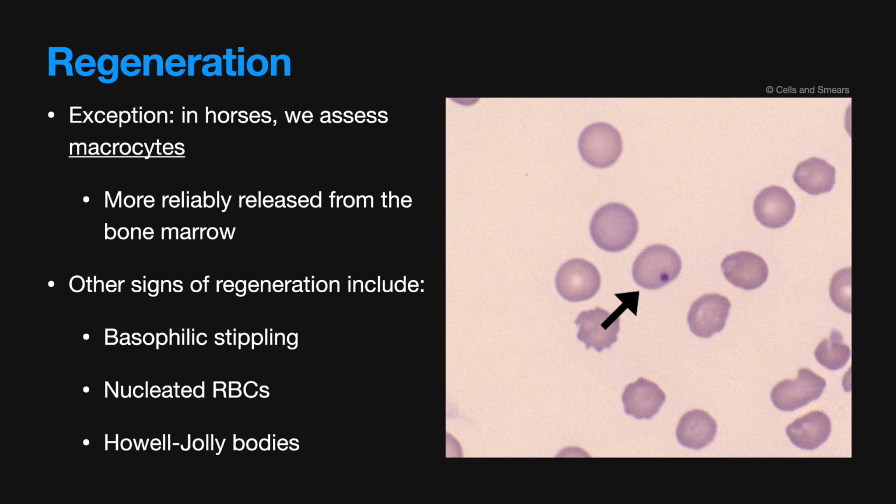There is one exception to looking for reticulocytes. In horses, we actually assess macrocytosis. Macrocytes are more reliably released from the bone marrow than reticulocytes during regeneration in this particular species. Other signs of regeneration that you may see in any species on a blood smear include basophilic stippling, nucleated red blood cells, and Howell-Jolly bodies.